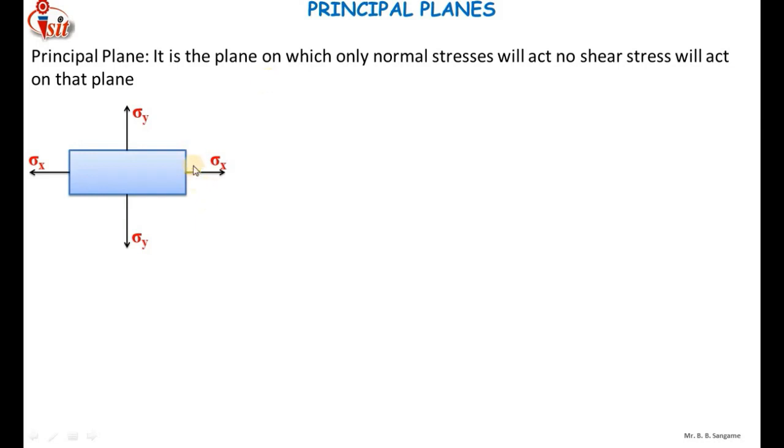So all four planes are having normal stresses, which are acting perpendicular to the area. So all these four faces can be called principal planes.